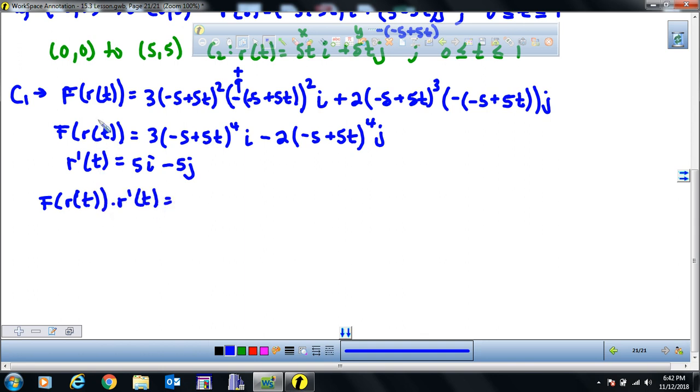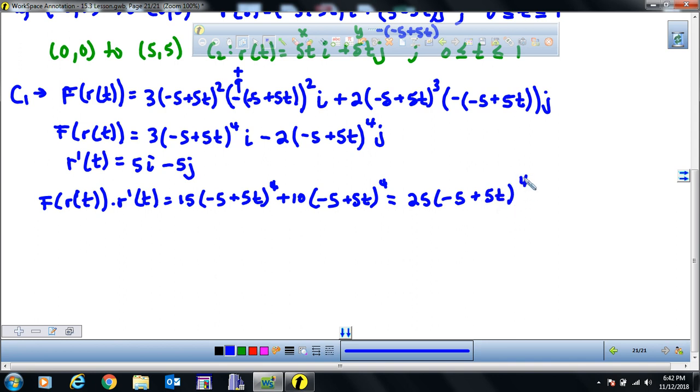Get the dot product of these two. 5 times 3 would be 15 times (-5 + 5t)^4. Negative 5 times negative 2 is positive 10 times (-5 + 5t)^4. Since these two are the same, I can combine like terms. 15 plus 10 would be 25 times (-5 + 5t)^4.